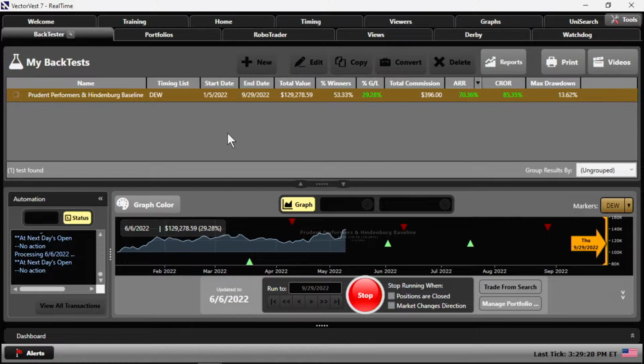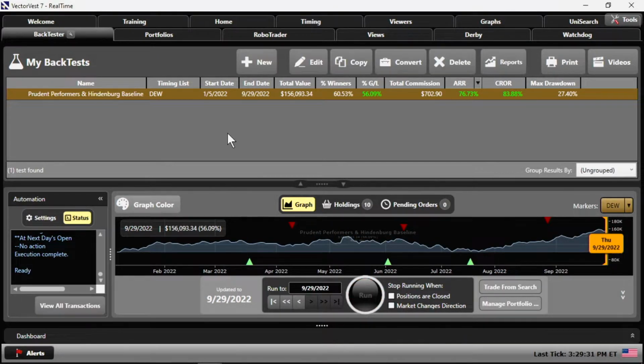But that's okay. So generally speaking, what I like to do is keep that baseline there so that I know if I've increased the bar or not. And I want to look at several factors. I want to look at winners. I want to look at percent gain loss. I want to look at commissions. I want to look at max drawdown.